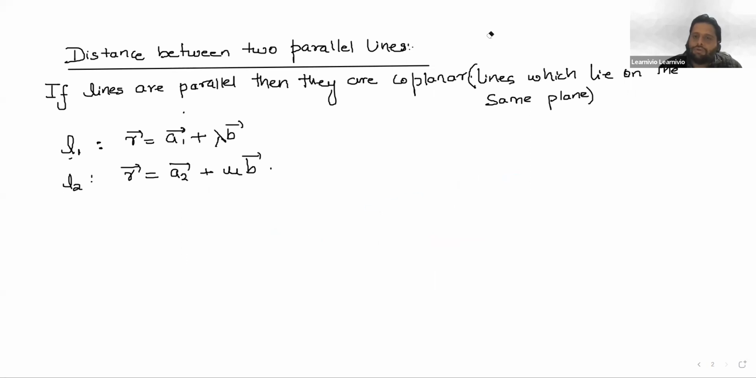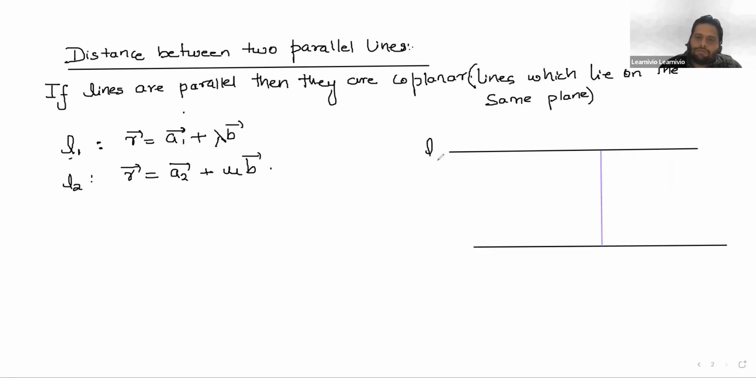Now the distance is what? So I will draw the line here. This is your first line, this is your second line, and these are parallel. I will draw a perpendicular here, like this. This is L1, this is L2, and this is a perpendicular. Let this be AB. So we need to find AB, the perpendicular distance. So we are calculating the distance here.